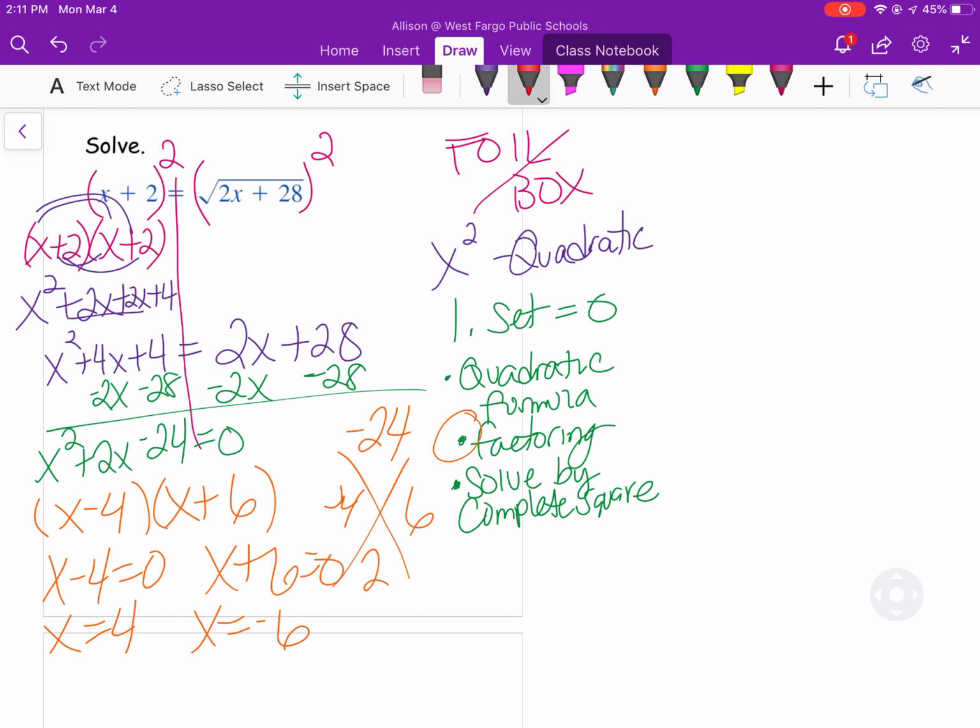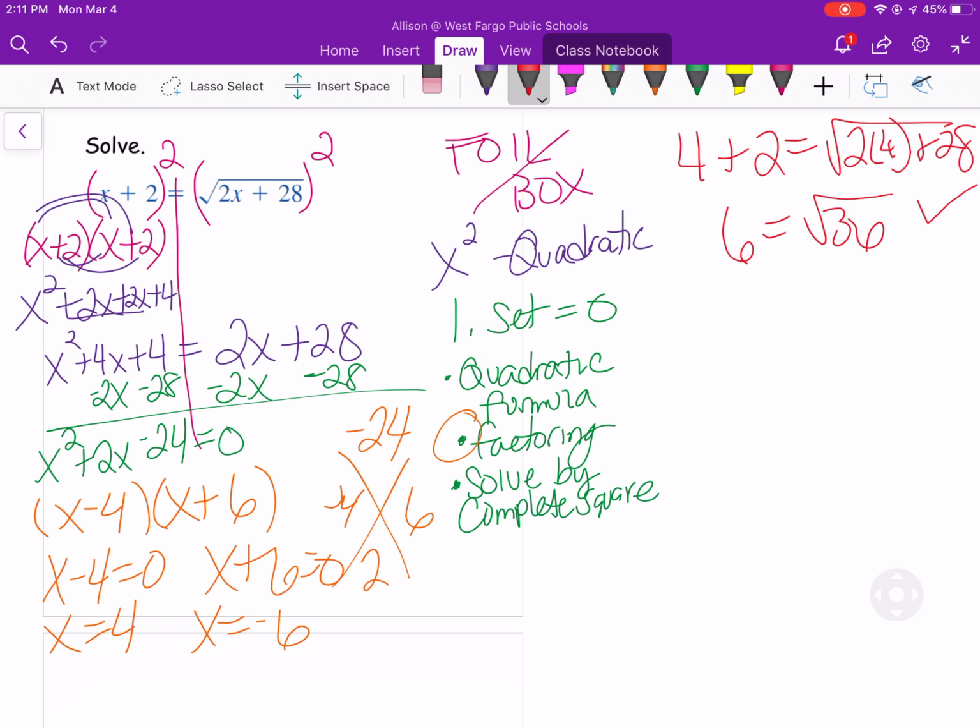Then we go back up here and make sure that we don't get any square roots equal to a negative. So if I plug in 4, I'm going to get 4 plus 2 equals the square root of 2 times 4 plus 28. It's going to be 6 equals the square root of 36. It's good. 4 is definitely an answer.